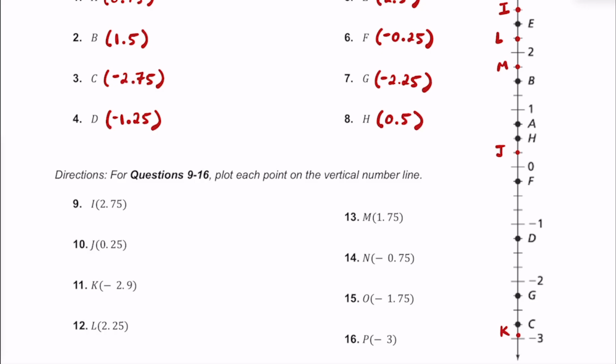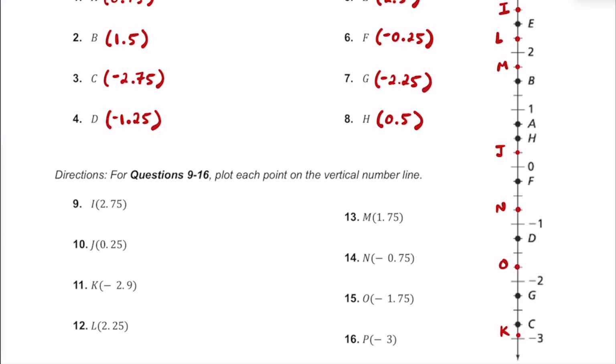For number 14, we have N. That's going to be at -0.75. So I think that's going to be right here, between 0 and -1, and it's going to be a little closer to -1. So that's going to be N. And then for number 15, we have O, which is going to be -1.75. That's going to be definitely closer to -2. So it's going to be down here. And that's going to be O.